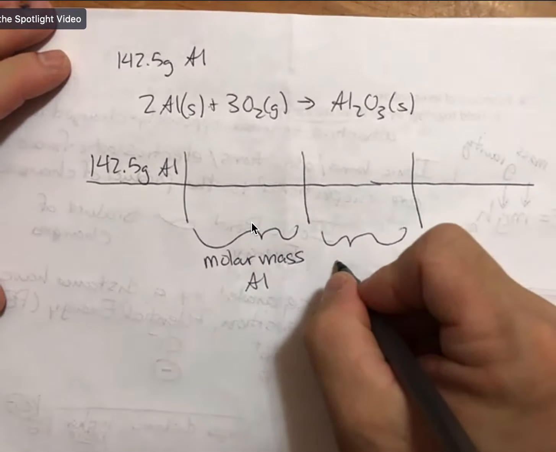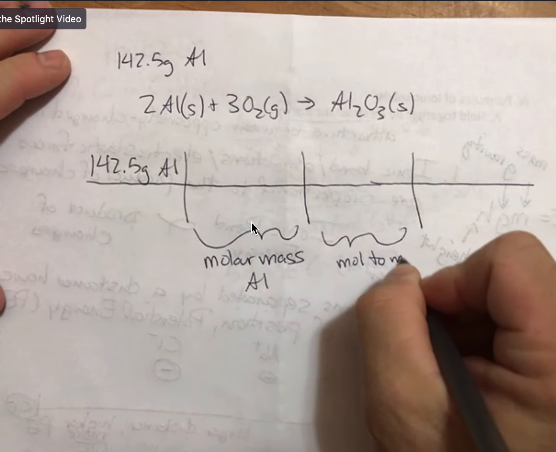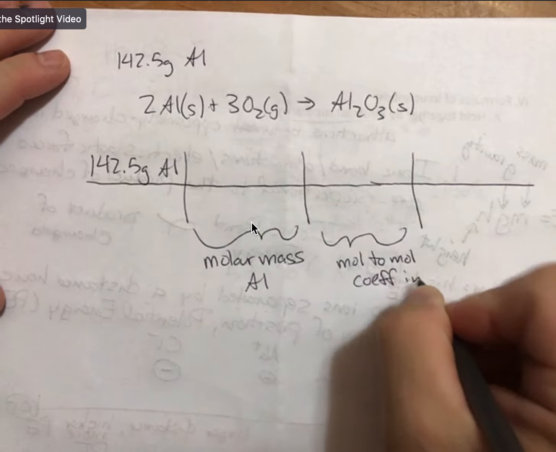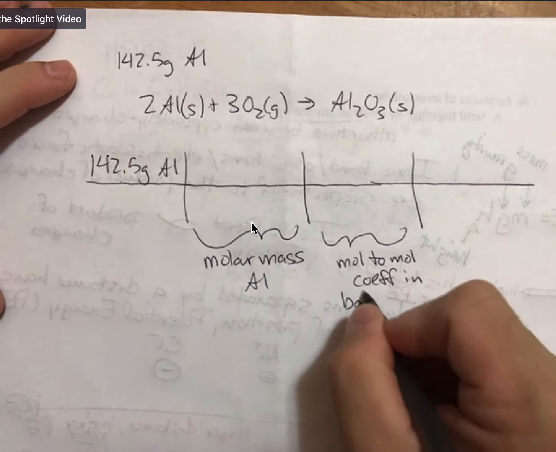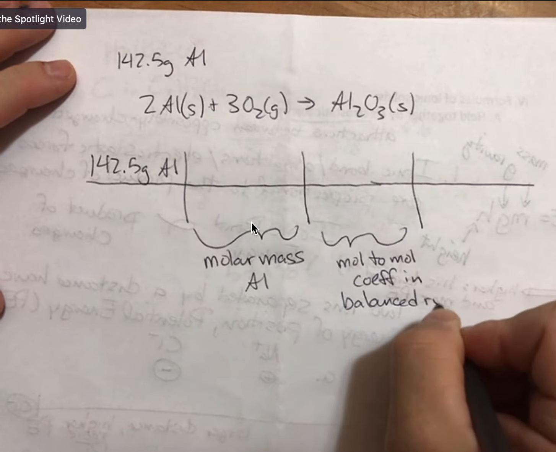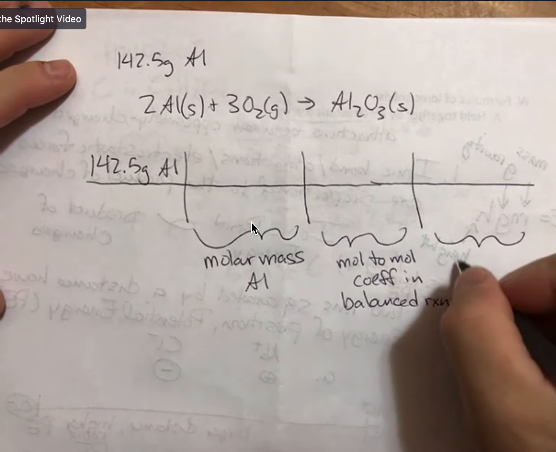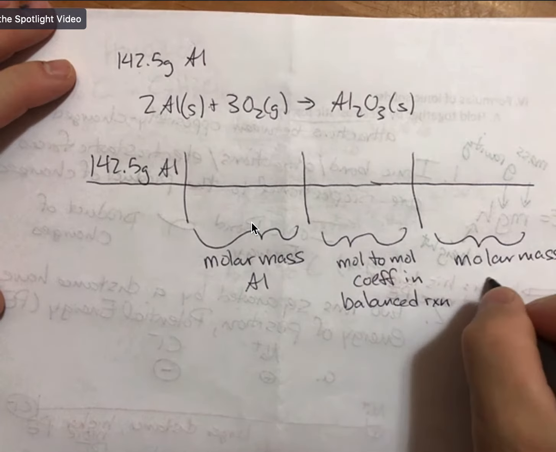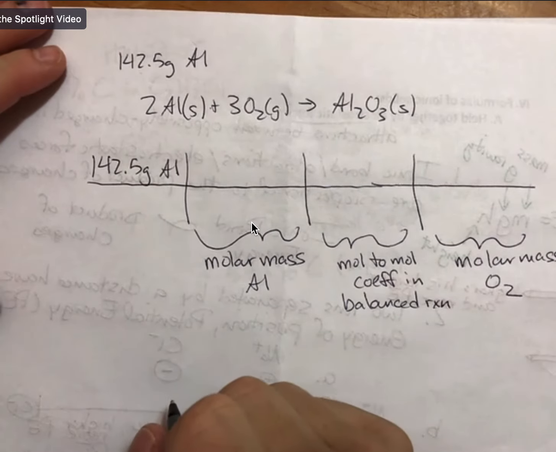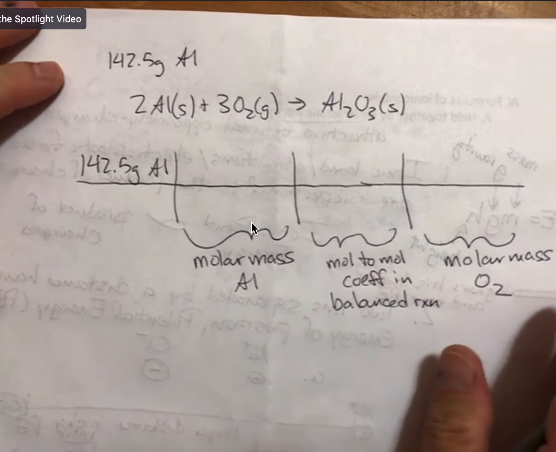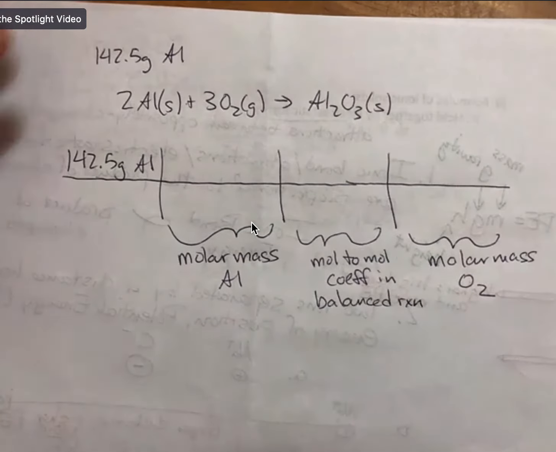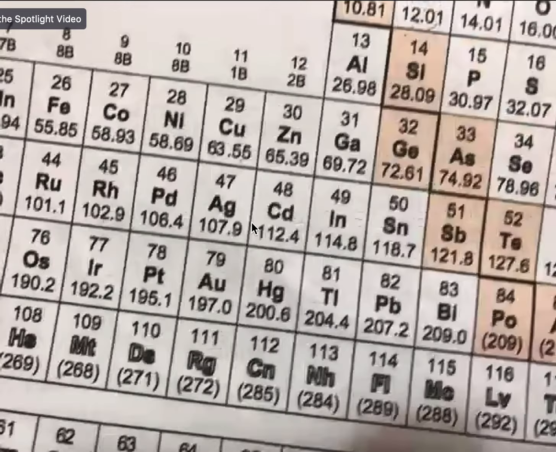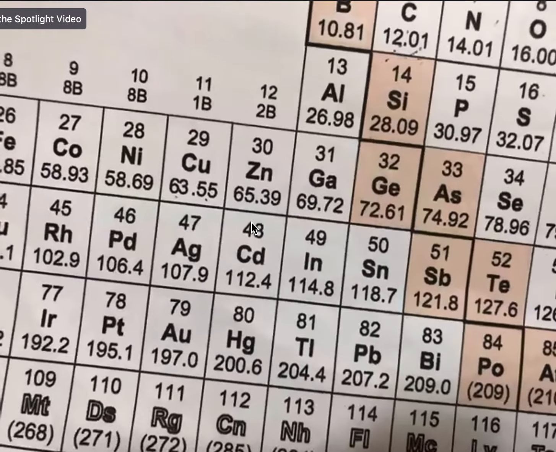Then you're going to need a mole-to-mole conversion. And mole-to-mole conversions use the coefficients in the balanced reaction. And then we're going to need another molar mass. And this time it's going to be the molar mass of oxygen. So that's the setup. And the molar mass of aluminum we get from our periodic table. Where's my aluminum? 26.98 grams per mole.